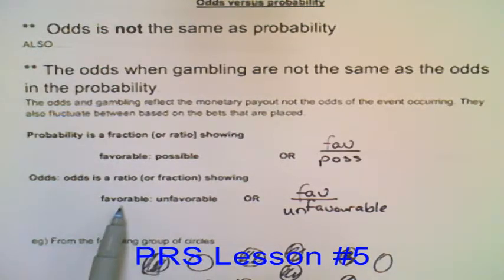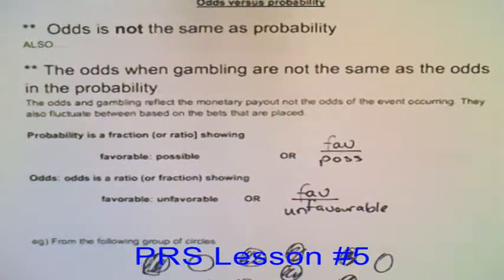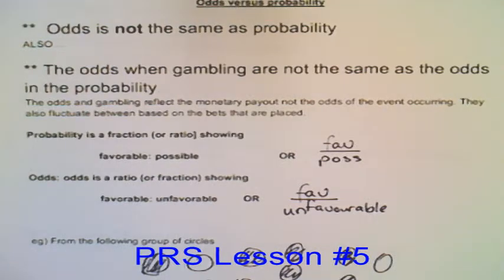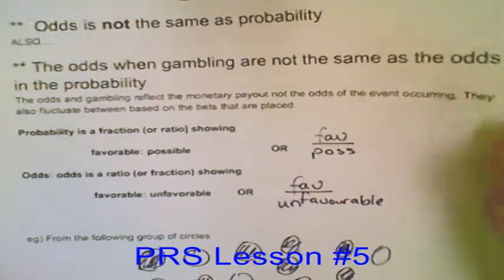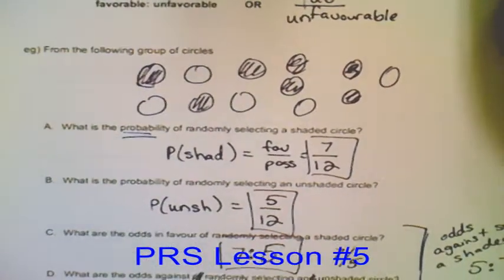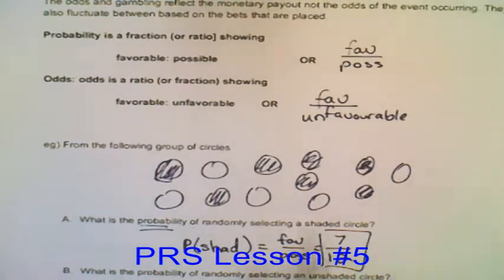With odds, odds is a ratio or fraction showing favorable to unfavorable, not possible. Possible includes the favorable things and the unfavorable things. Possible is larger. Unfavorable is like part to part. Probability is part to whole, part to everything. So it's favorable to unfavorable. And once again, you could be doing it with a colon, and often you'll see it with a colon, or you could do it as a fraction. Okay? So once you've got those definitions down, here's what it looks like in practice.